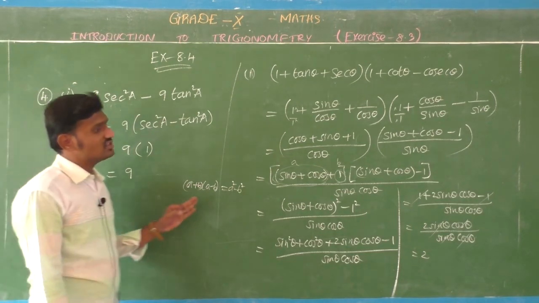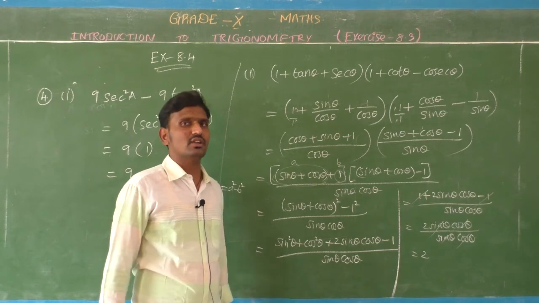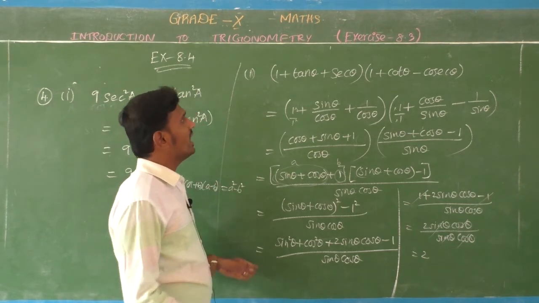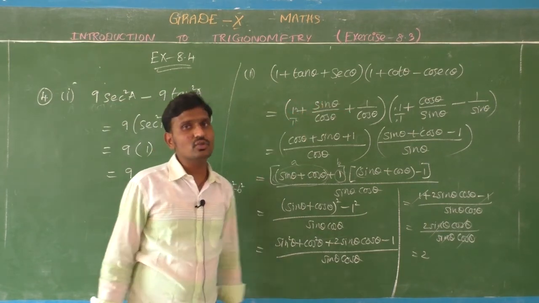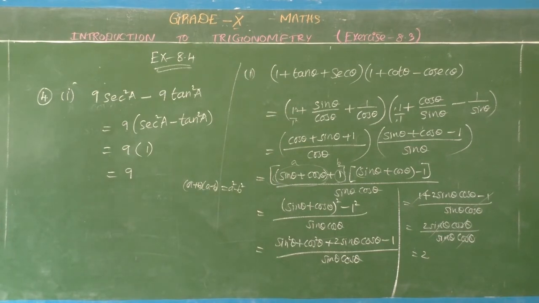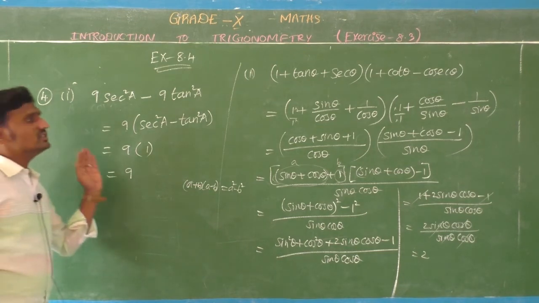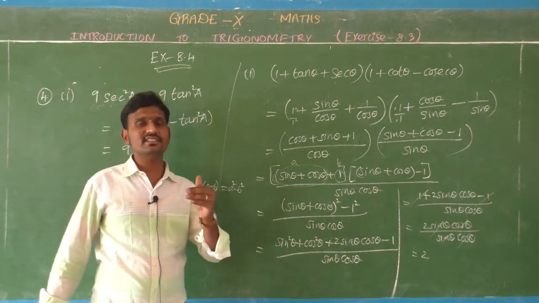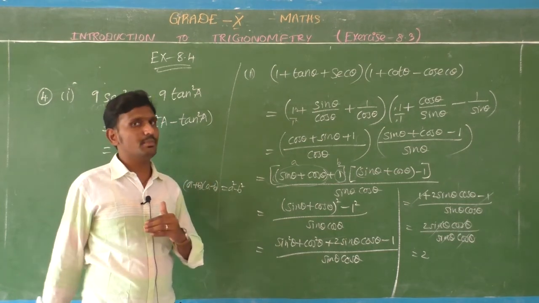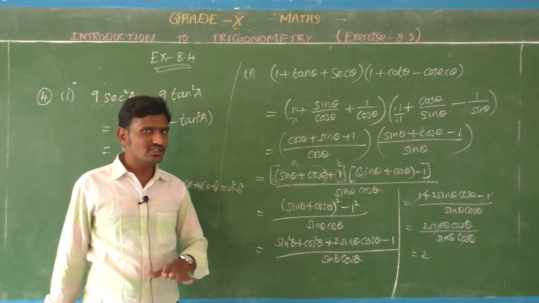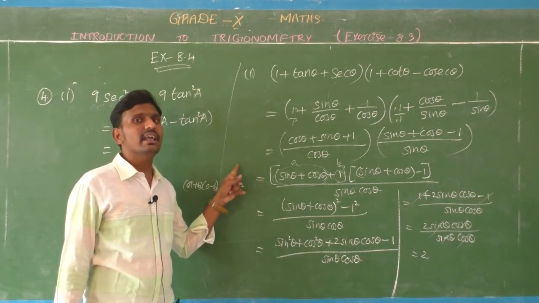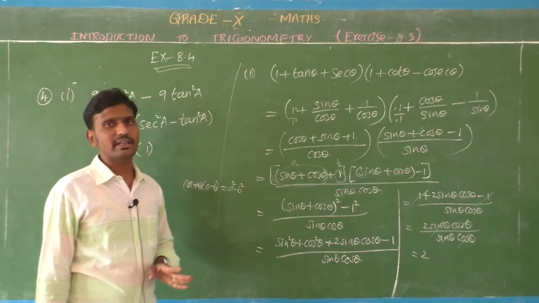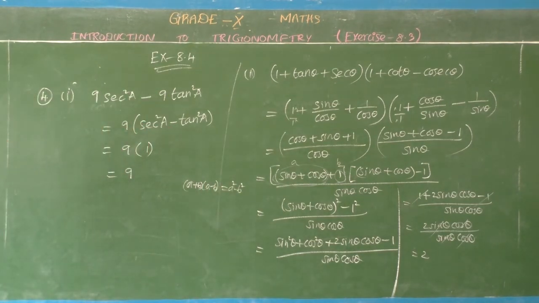Sometimes this question will be asked to you for 2 marks or 3 marks. How are they asking? Prove that 1 plus tan theta plus secant theta into 1 plus cot theta minus cosecant theta is equal to 2. When they ask for 2 marks or 3 marks, you have to derive all of this. So you have to write this question and answer in your classwork note, in question and answer format. You have to complete it in your classwork note. Don't write the 1 mark pattern. Got it, children? You must complete it, in the answer the following pattern, writing the solution.